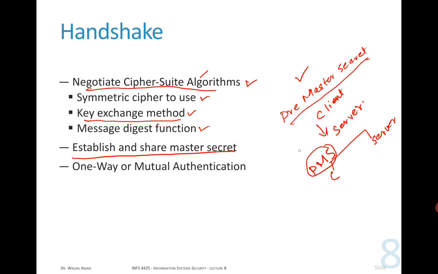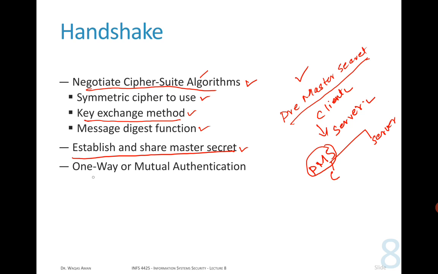So the PMS is created and shared where? In the handshake protocol. And later on they make use of this PMS. This is actually a seeding value that is used to create more keys. Why do we need more keys? Because we need different keys for message authentication or message integrity, and we need different keys for encryption. So this is called the pre-master secret, created by the client, shared with the server in the handshake protocol, and then both of them make use of it to create other keys.